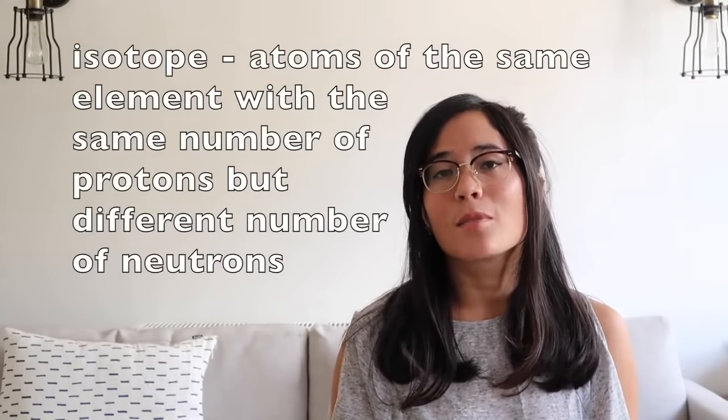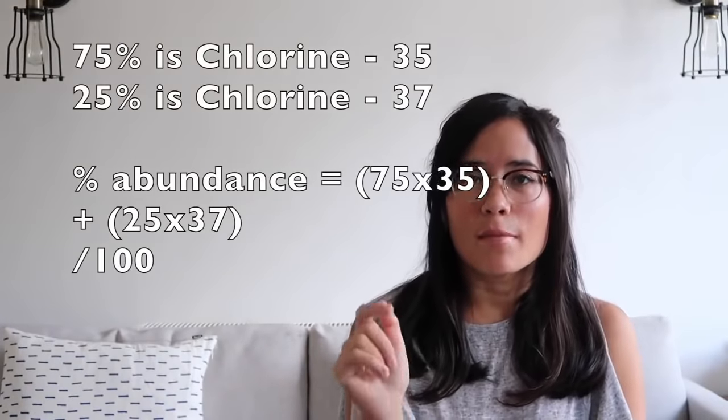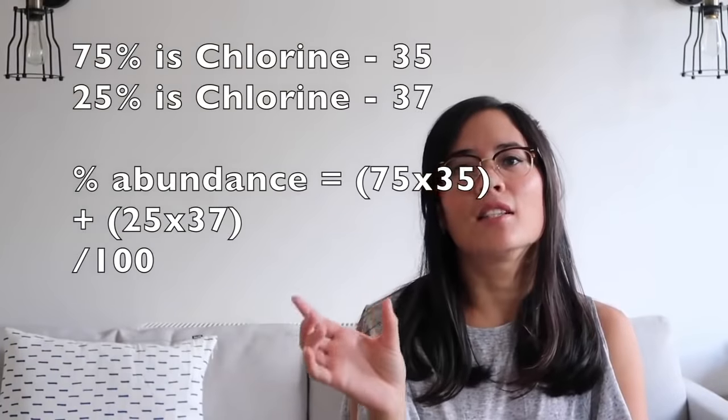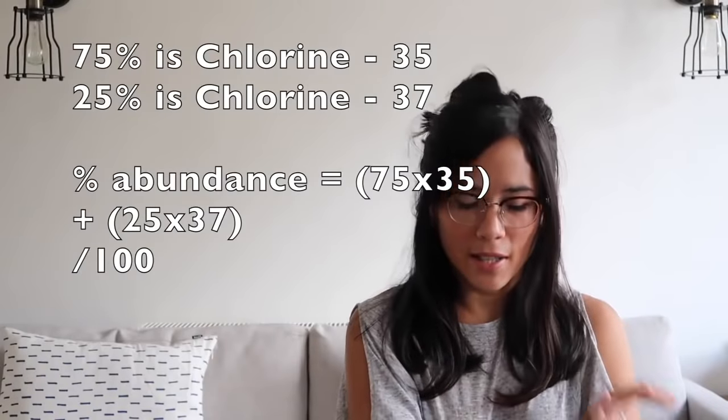Now we need to look at isotopes. You need to learn a very specific definition of an isotope. An isotope is atoms of the same element with the same number of protons, but a different number of neutrons. And this means they have a different mass number. So you will see something like chlorine exists as isotopes, because you'll see that its atomic number, its proton number, stays the same, but its mass number and neutron number changes. If you're asked to calculate the relative abundance of each isotope, you simply need to multiply the percentage of that isotope by its mass number, add it to the second percentage times its mass number, and then divide by 100, and I'll show you that equation now. It's just a matter of plugging in the numbers.